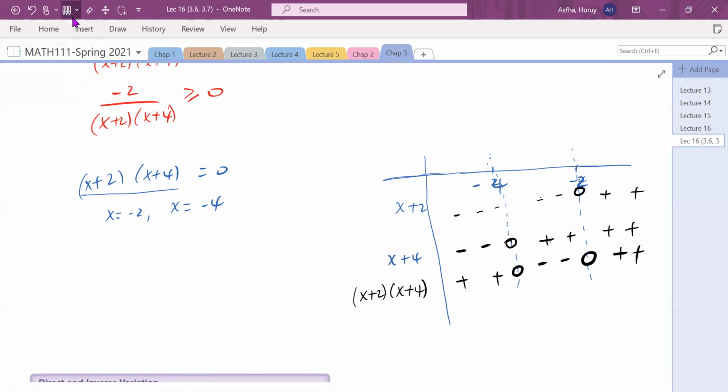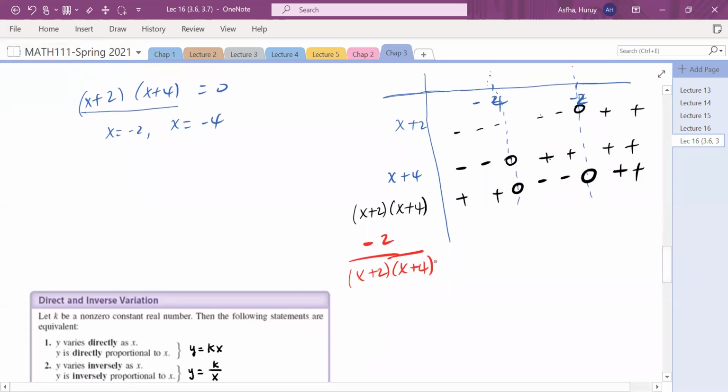And the next is negative 2 over x plus 2 and x plus 4. Now we are only interested in the sign, okay? We don't care about the values. But since the boundaries are from negative infinity to negative 4, negative 4 to negative 2, and negative 2 to positive infinity, those are the intervals that we have. And we are trying to figure out the sign of this rational expression on each of those intervals. And then we will pick out the intervals where this expression is positive, okay?